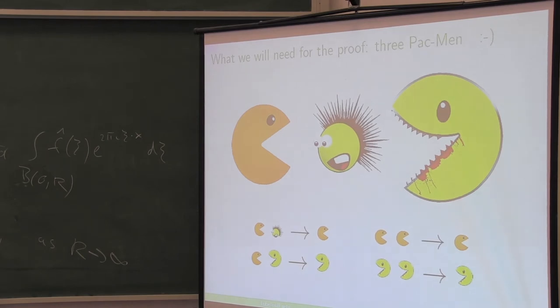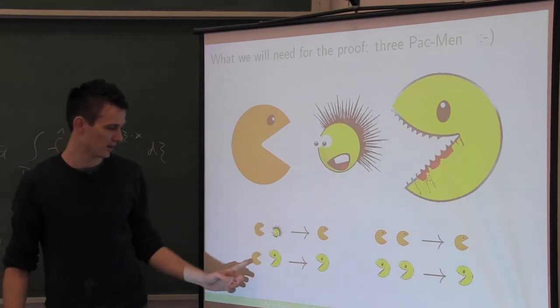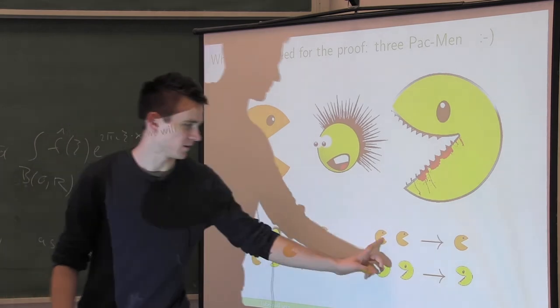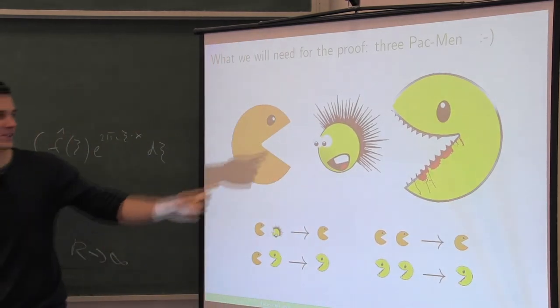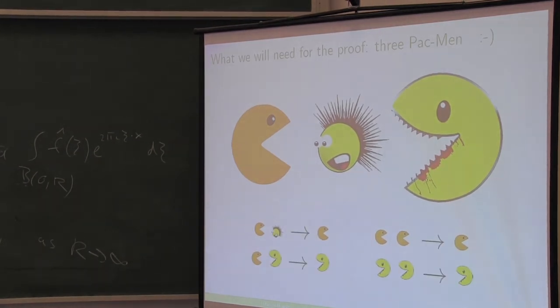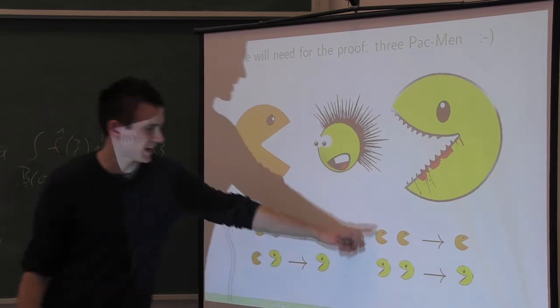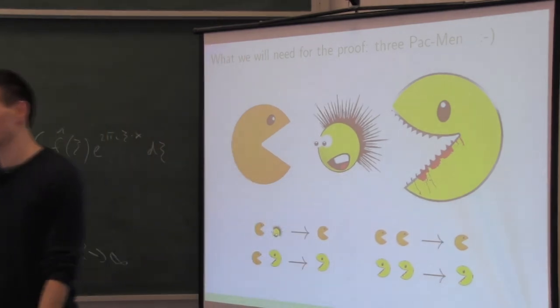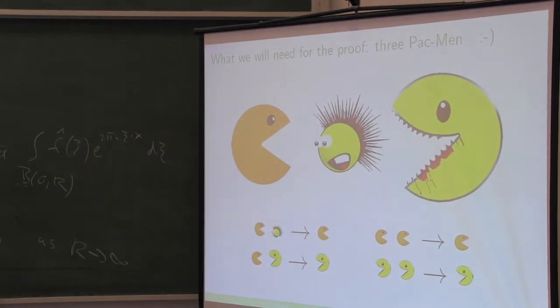The point is that we have these rules. Orange can eat the green, the yellow can eat the orange. I'm confused, go back. The orange guy eats the green guy, the spiky guy, that is just one body. Oh, I see, the cannibals don't change, right? Yeah. These are cannibals, but only the yellow cannibals eat the orange cannibals, because they are larger. Anyway, these are the rules.